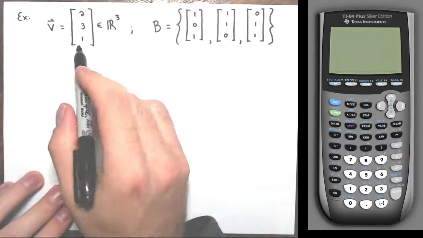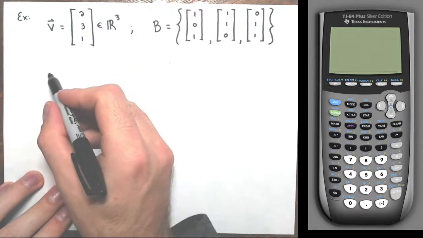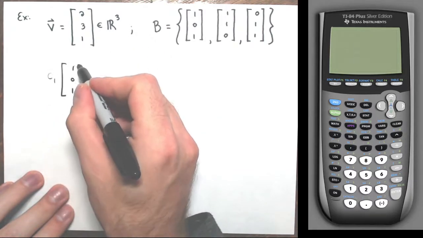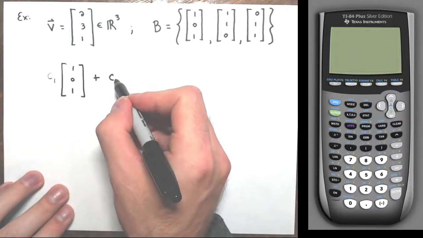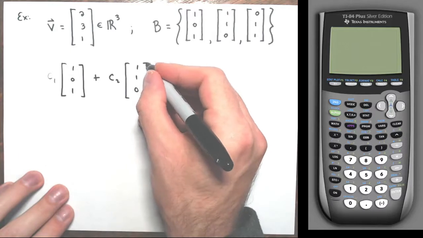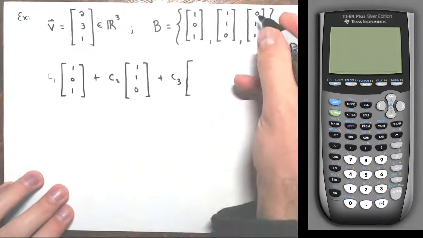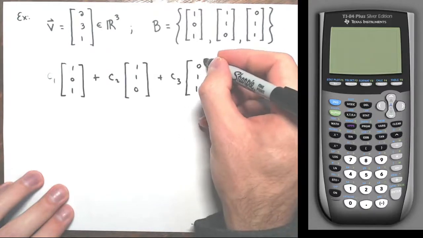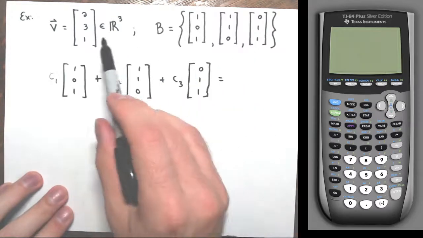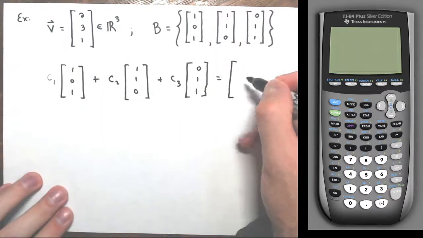All right, so here I'm trying to find my coordinates. I want to solve this equation, C1 times 1, 0, 1 plus C2 times 1, 1, 0 plus C3 times 0, 1, 1. I'm trying to use these basis vectors to construct this vector from R3, 2, 3, 1.